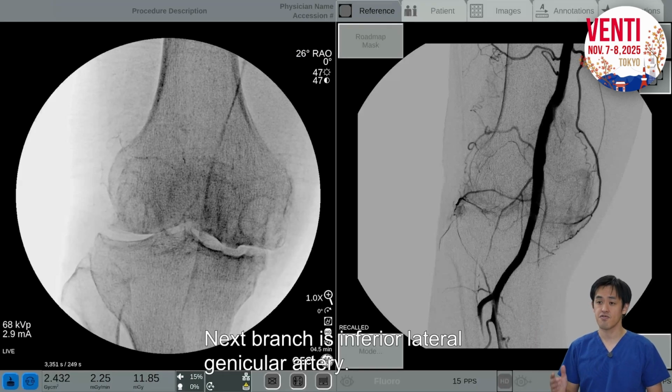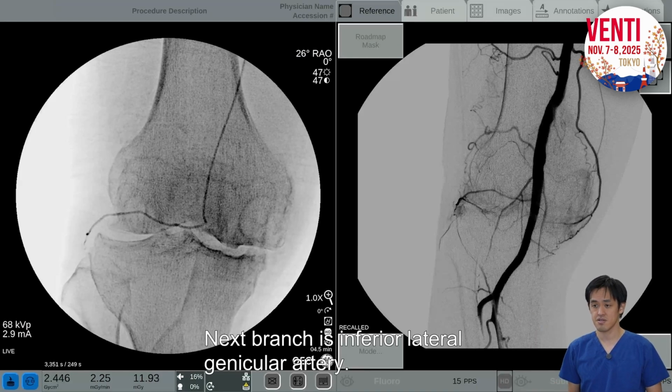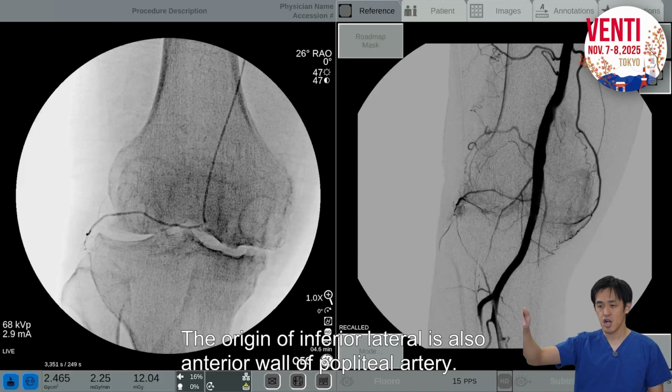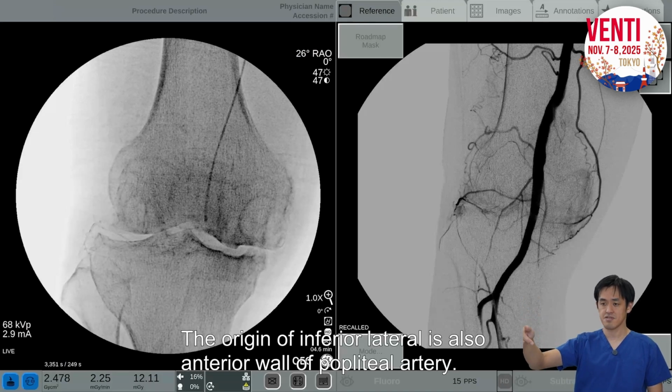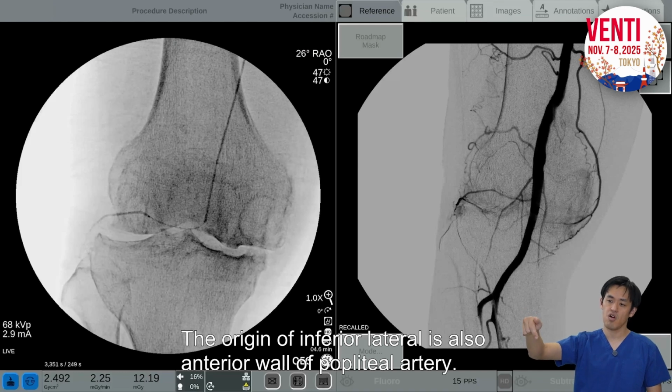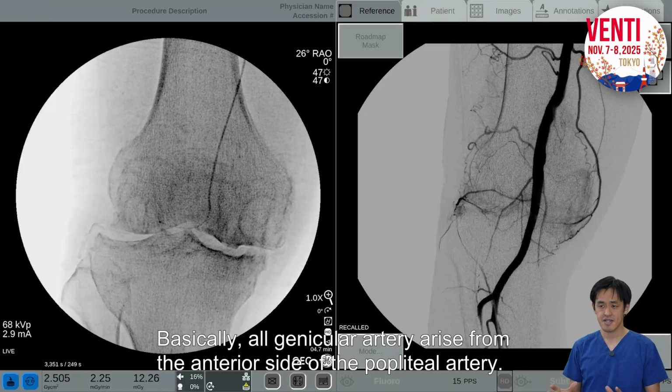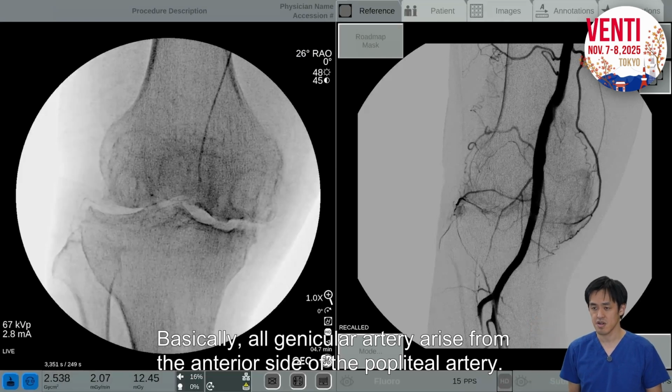The next branch is the inferior lateral genicular artery, like this. Yeah, the origin of the inferior lateral is also the anterior wall of the popliteal artery. Basically, all of the genicular arteries arise from the anterior side of the popliteal artery.